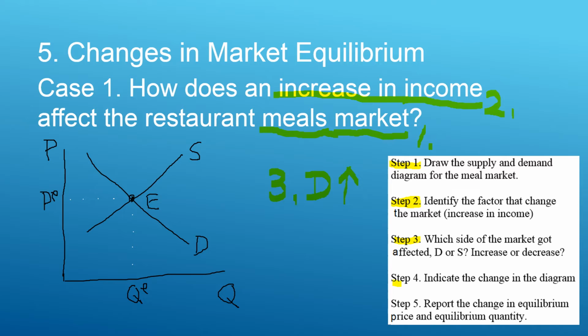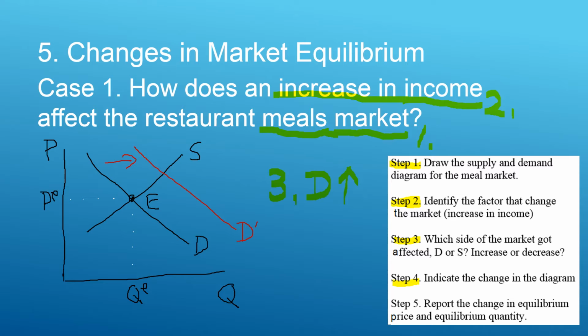Step number 4, indicate the change in the diagram. So when demand increases, the demand curve is going to shift. It's not going to be on the original position. Shift in what direction, do you remember? Shift to the right, isn't it? Yes. So this is the new demand curve.